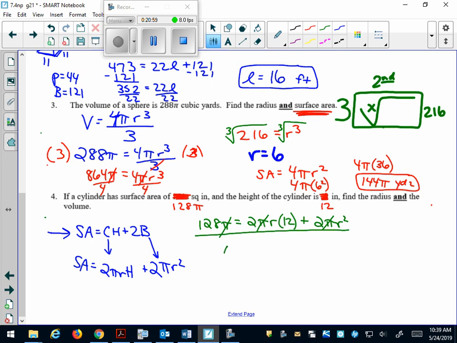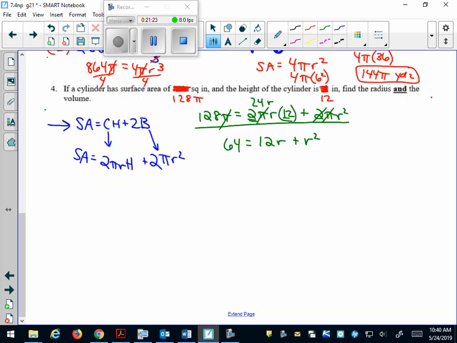128 divided by 2 is 64. This is basically 24r, right? Because it's 2 times 12, 24r. Divide that by 2, we just have the 12r left. Divide this by 2, and it's just left with r squared. So that's a lot simpler to factor, right? We got to get the 64 on one side and set it equal to 0. So r squared plus 12r minus 64 equals 0.